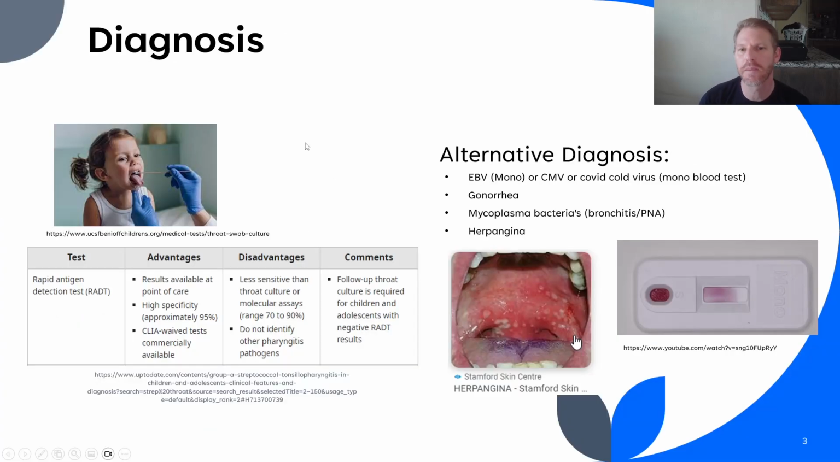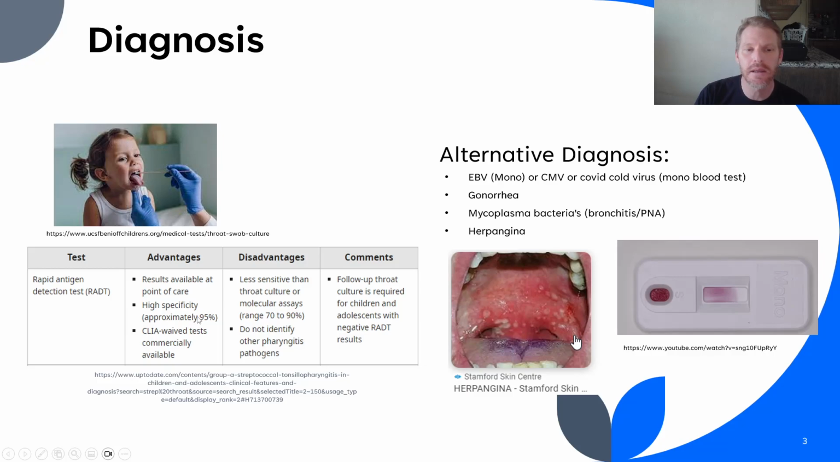So we talked a little bit about the diagnosis. See this little girl getting swabbed, and that's how we typically do it, especially in family practice. It's a rapid antigen test. It's pretty specific. It has a pretty specific, this is from UpToDate here, as high as 95%.